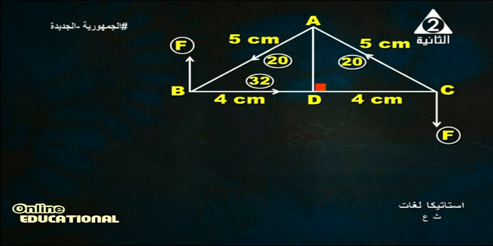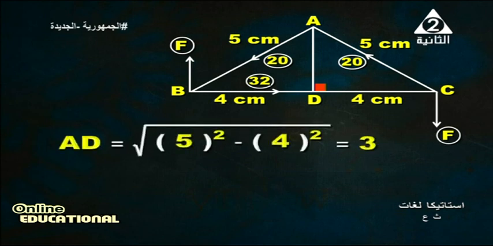What is the height? AD. What is the length of AD? AD is 3. Why? Because AD is perpendicular to BC and bisects it. Therefore, in triangle ADC, by the Pythagorean theorem, AD equals the square root of 5 squared minus 4 squared, which equals 3. Therefore, the area of the triangle is half times 3 times 8, equal to 12. This area of the triangle is multiplied by 2 and by K, which is 4. This is the moment of the couple.